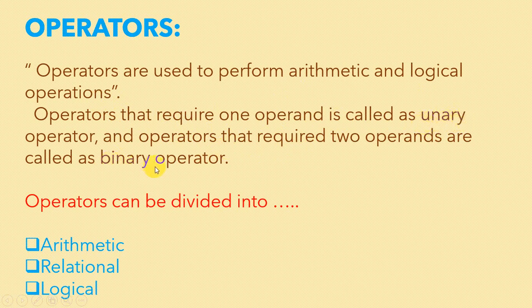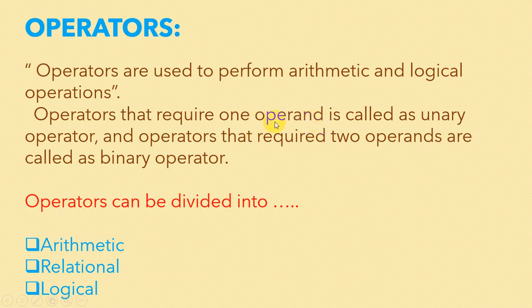As we know, computer language is a binary language, and all computers support only binary language. What does binary mean? Binary means two, where binary in computer language is 0 and 1. But here just remember binary means two. So operators that require one operand are unary. So what are operands?